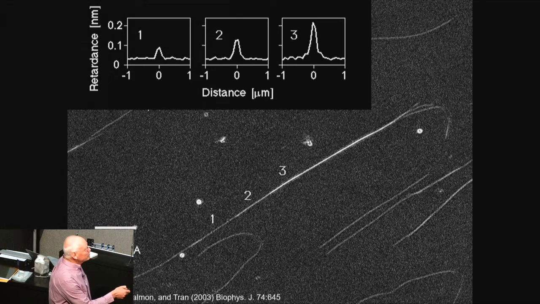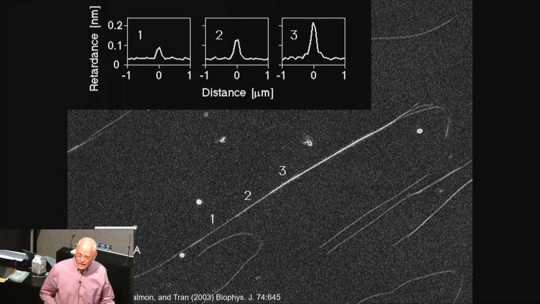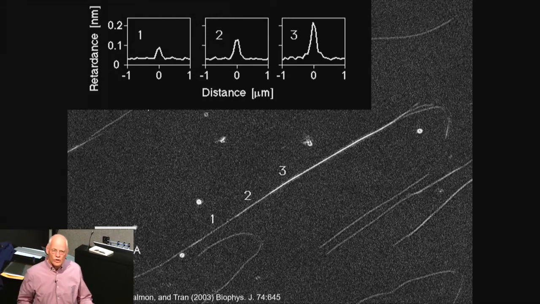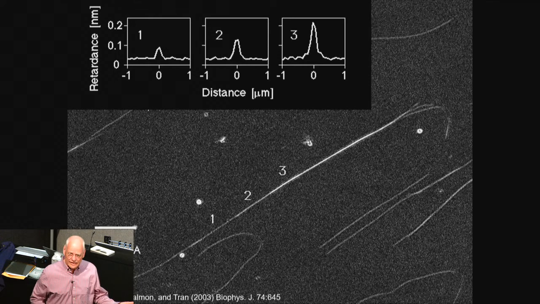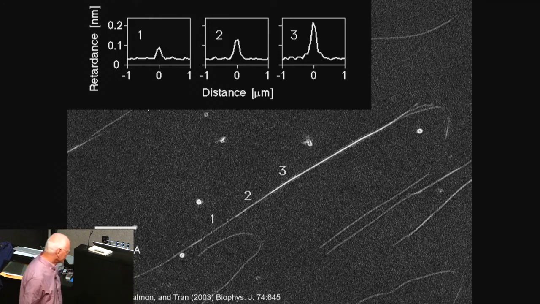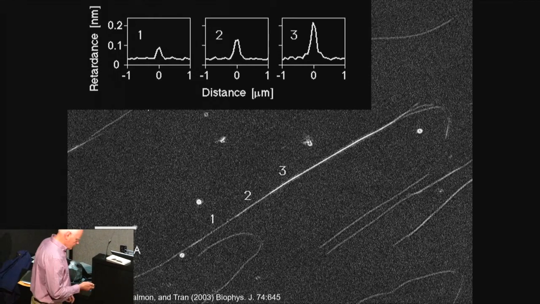Even so, I don't resolve the 3 microtubules, just by measuring that it's 0.2 nanometer retardance here, I can know that this is 3 microtubules.